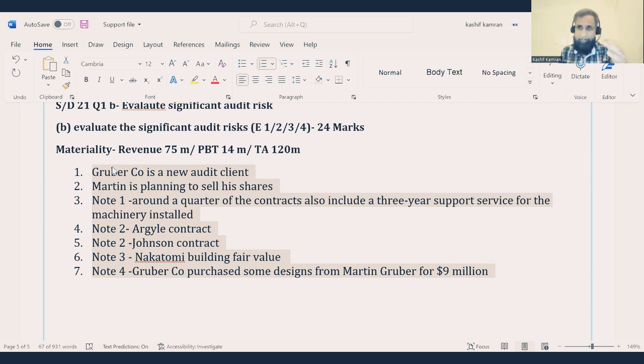I tried finding the risks in order: Grubber is a new audit client, Martin is planning to sell shares. Note number 1, a quarter of the contracts also include a 3-year support service for machinery installed. The Ergal contract, the Johnson contract, the Nakatomi building, and Grubber company purchased some designs from Martin company for $9 million. Now I'll show you the way to write the answer.